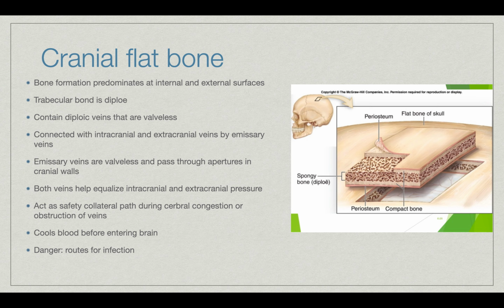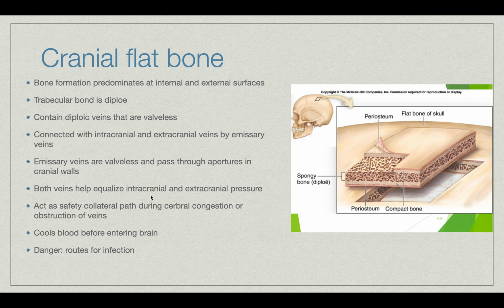Okay, so the cranial flat bones. The bone formation predominates at the internal and external surfaces, and the trabecular bones are the diploe, and those contain the diploic veins that are valveless, and the diploic veins are connected with the intracranial and the extracranial veins via these emissary veins. And those emissary veins are also valveless, and they pass through the apertures in the cranial walls.